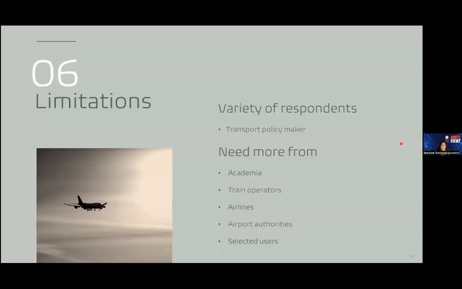So there are 2 major limitations actually. One of them is the variety of the respondents. Another one would be the number of respondents. For the number of respondents, 2 is not a lot, and we expect to have more, maybe approximately 30 in total. And for the variety of the respondents, we only interviewed the transport policy makers.